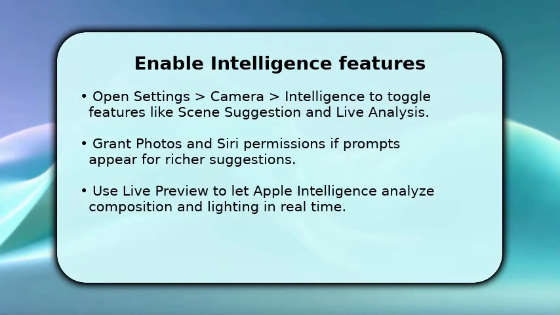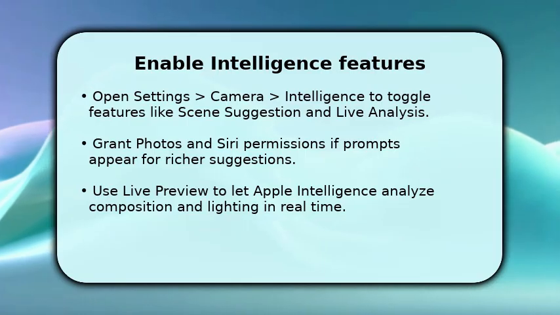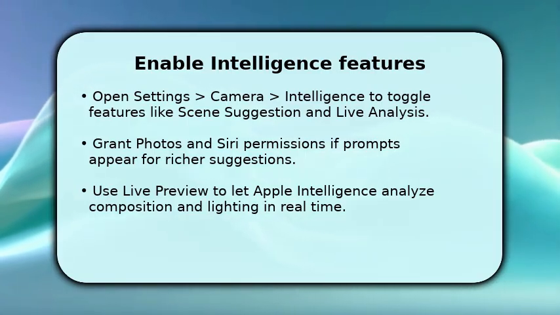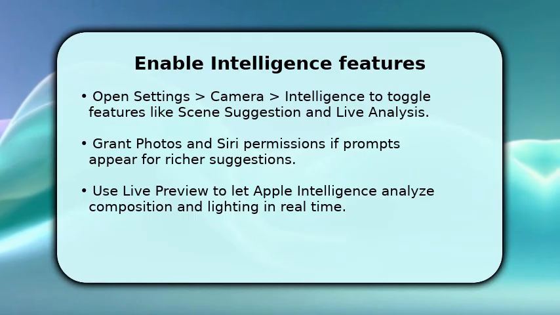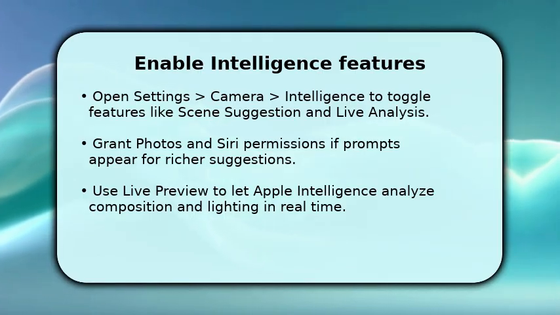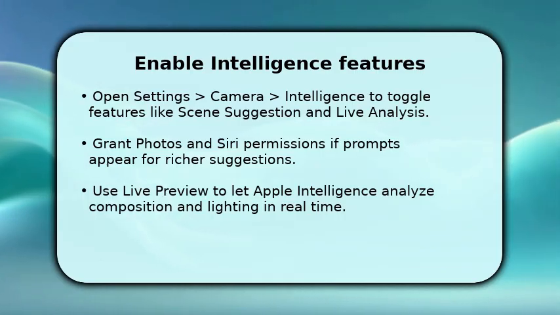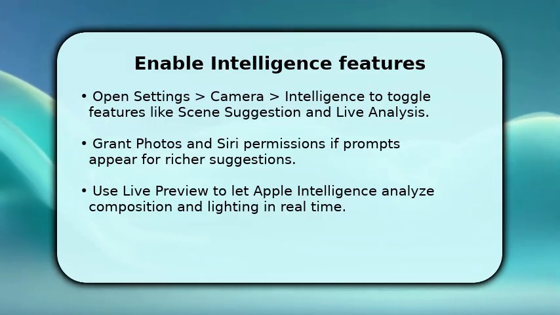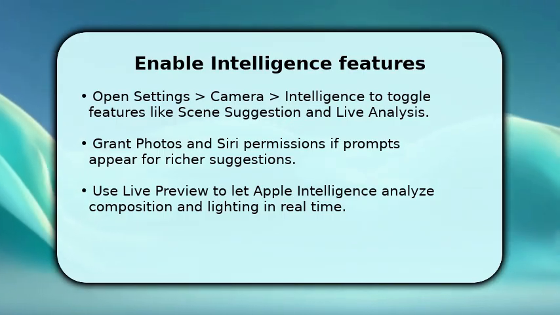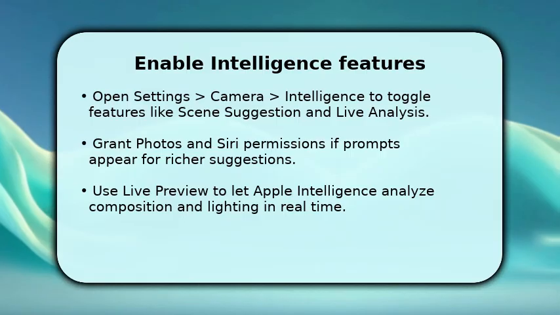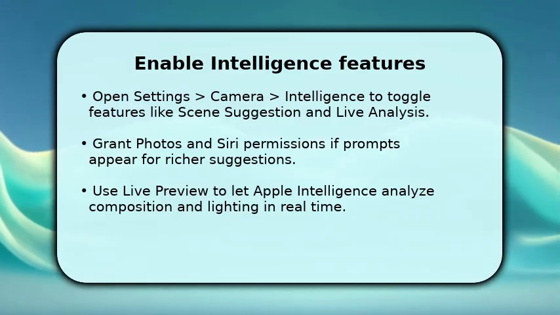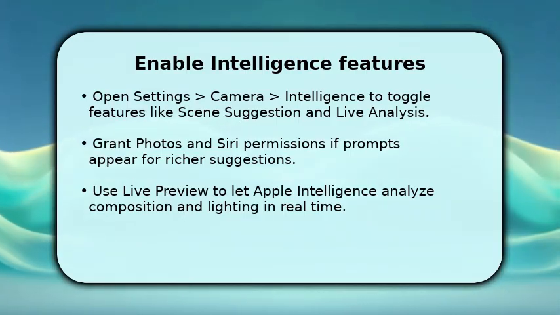Now enable the intelligence features inside the camera settings so your device can assist you. You go to Settings, tap Camera, then Intelligence, and toggle scene suggestions, live analysis, and any composition guides you want. These options let the system recommend framing and exposure. Make sure you allow photos and Siri access when prompted so suggestions and smart captures save properly and voice commands work. Once enabled, return to the camera app and watch the live preview for on-screen tips and real-time enhancements.